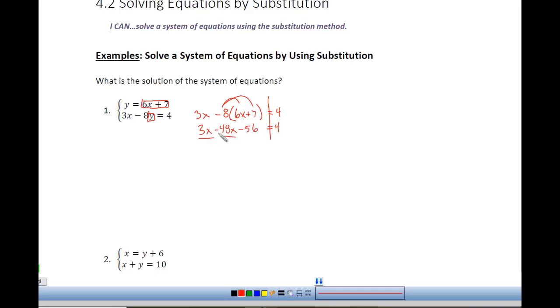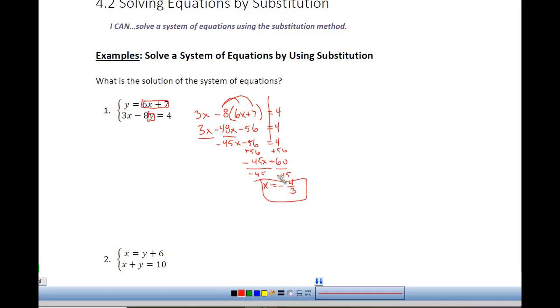Then we'll start bringing our like terms together. 3x's minus 48x's is minus 45x's. And then we'll add 56 to each side. So I get negative 45x equals 56 plus 4, that's 60. And then we divide both sides by negative 45. So x is equal to 60 over negative 45, that's a negative. 15 goes into both, so we could reduce. 15 is going to go into 60 4 times, and into 45 3 times. That's going to be negative 4/3.